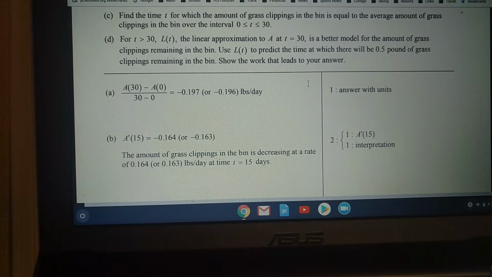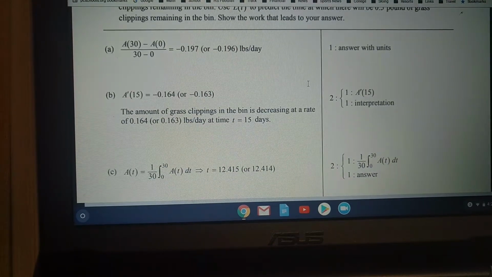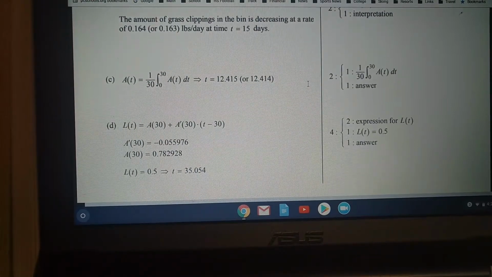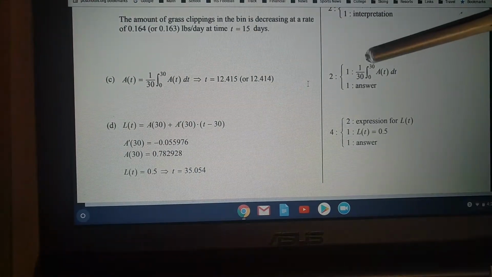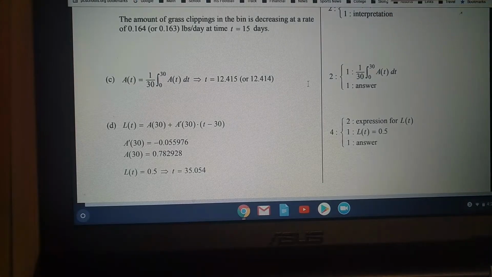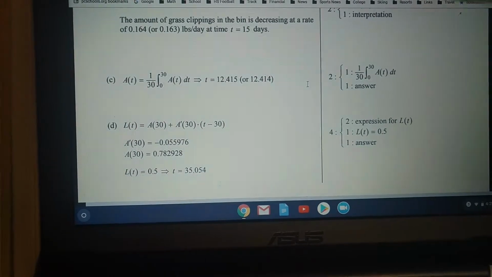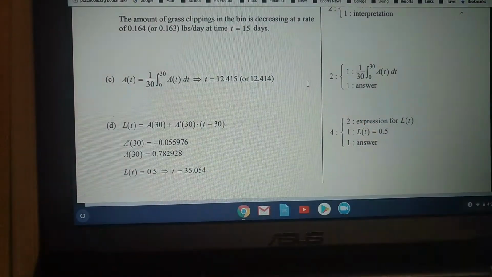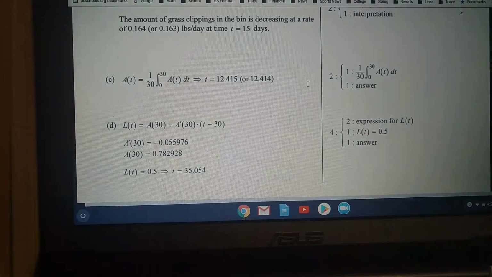All right, so let's look at part C. Part C is worth 2 points. So you get 1 point if you set up the integral correctly, which means that you must have the 1 over 30 to do the average value. You must have the correct limits of integration, 0 to 30, and you must have the correct amount function there. So all of that is required to get that 1 point.